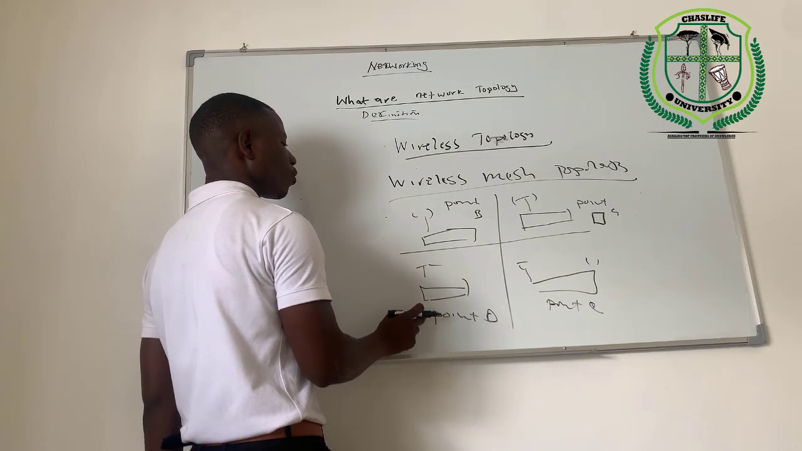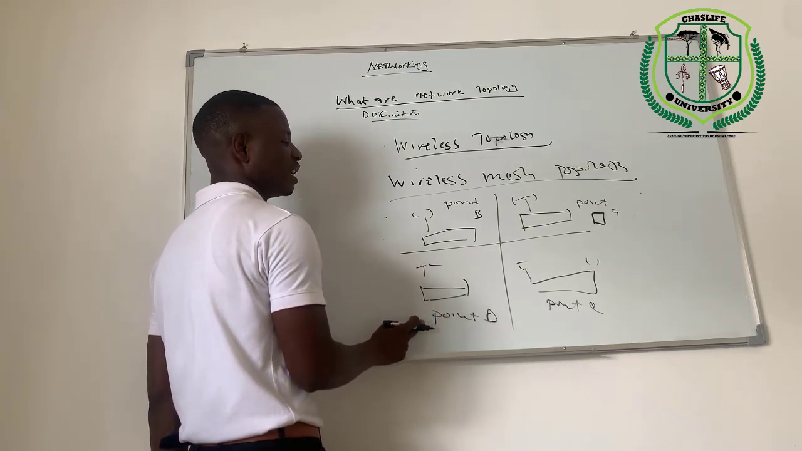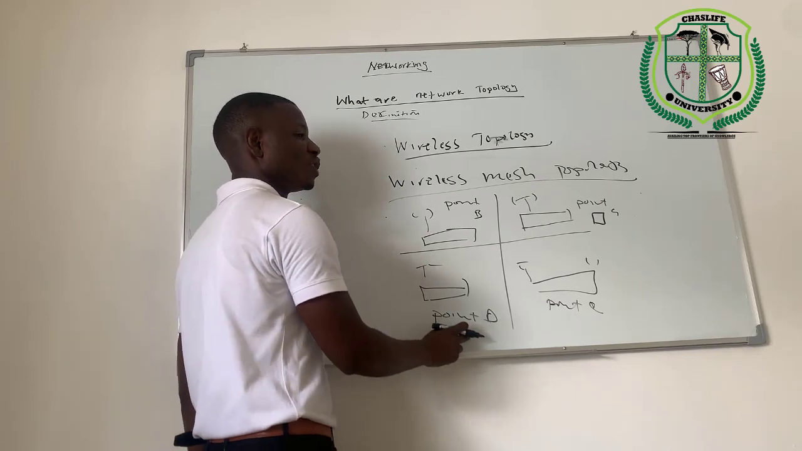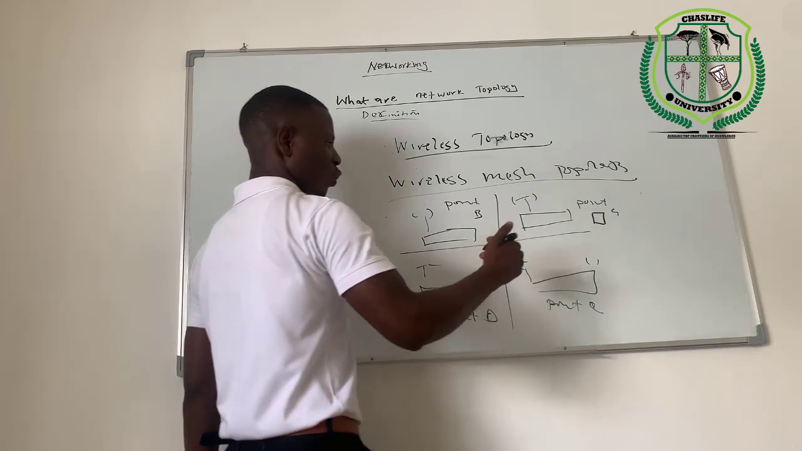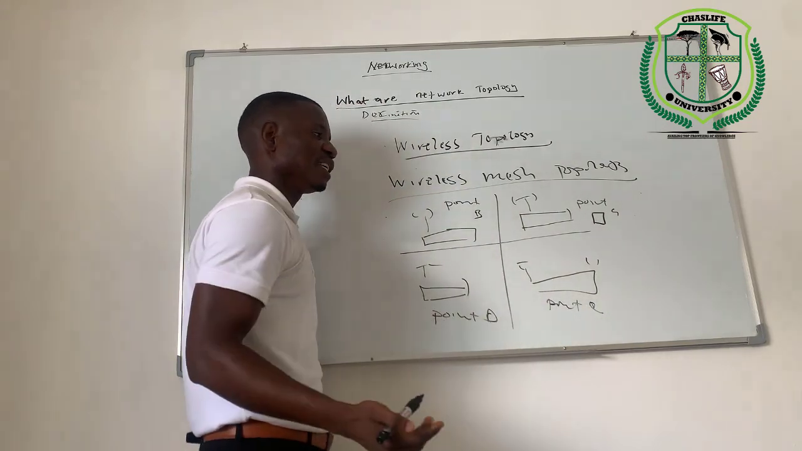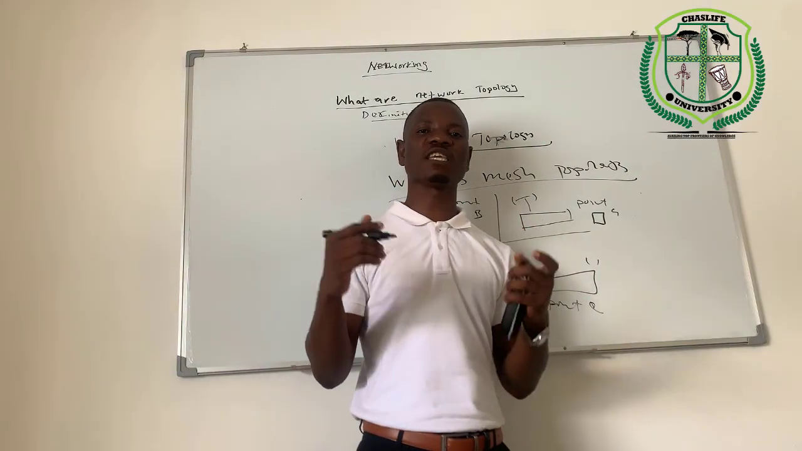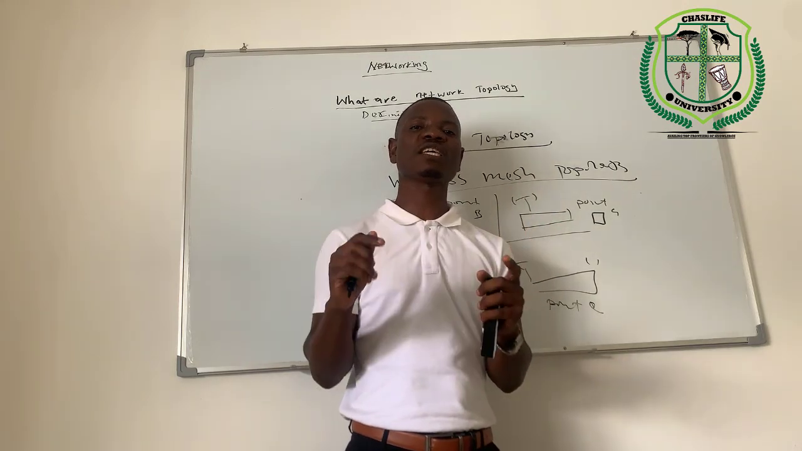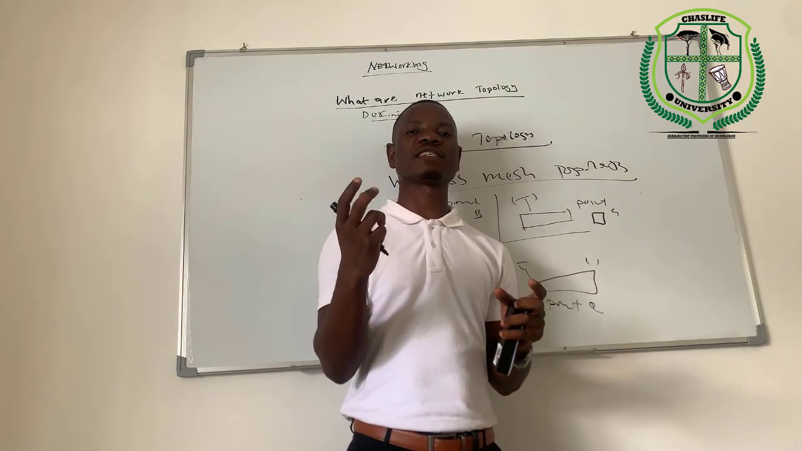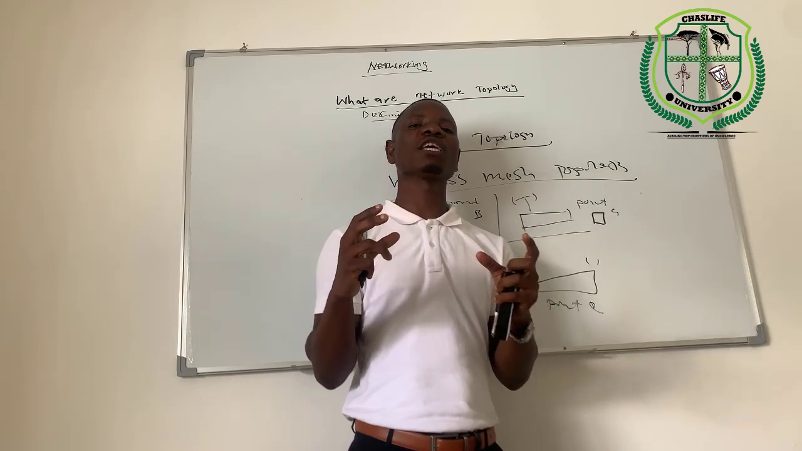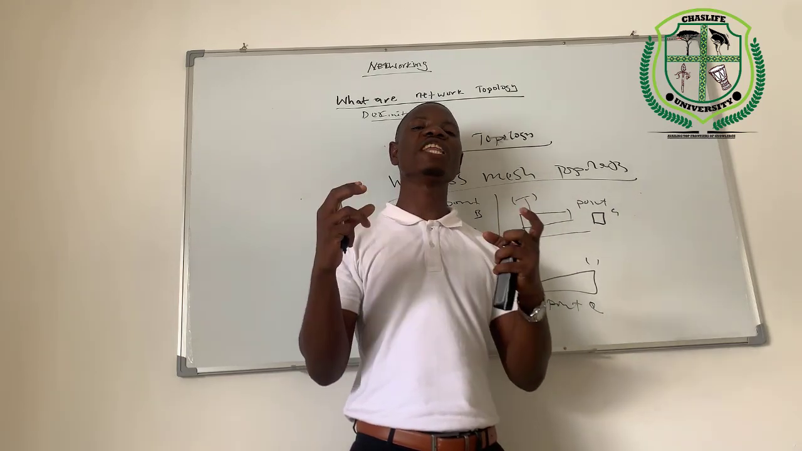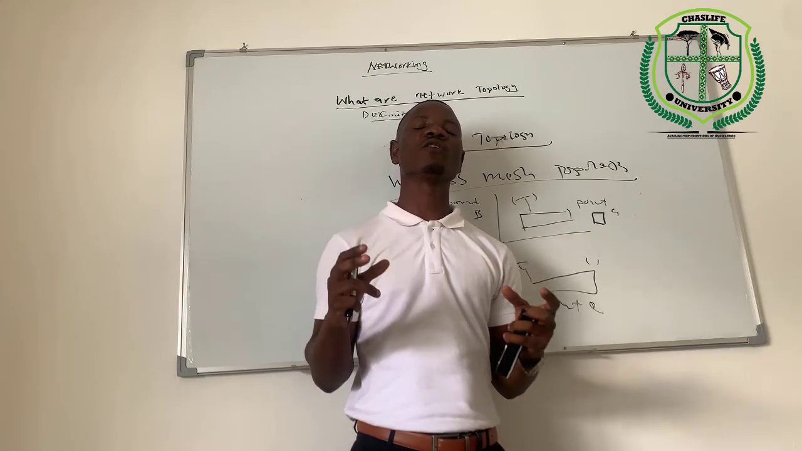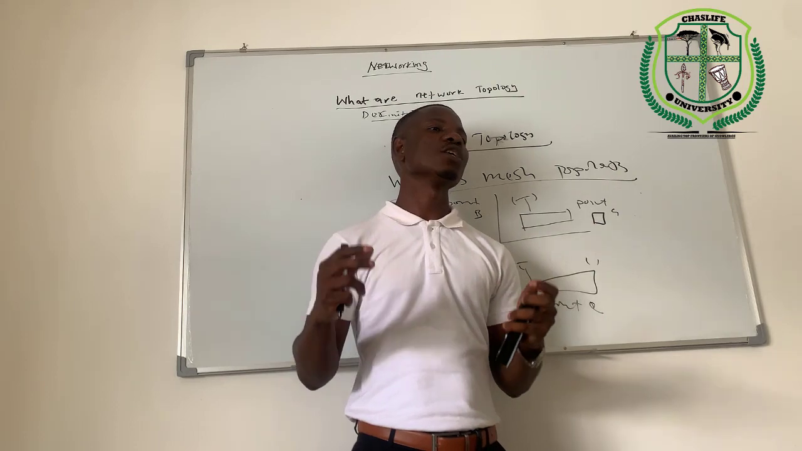Again, as they reach point D, they can connect to point D without using any physical cable. When they reach point C, they can also connect to point C, because those 4 access points are communicating wirelessly. There are no physical cables involved when you are dealing with wireless mesh topology.